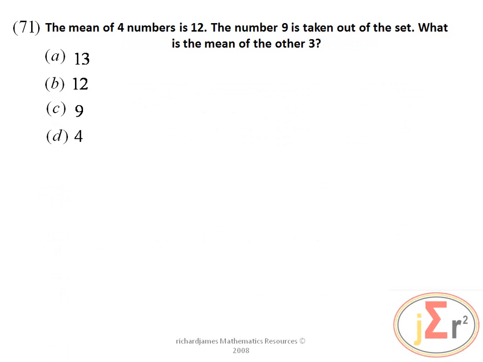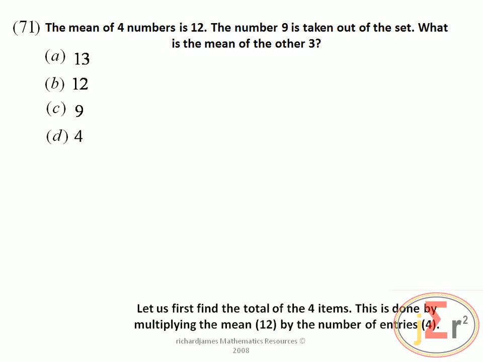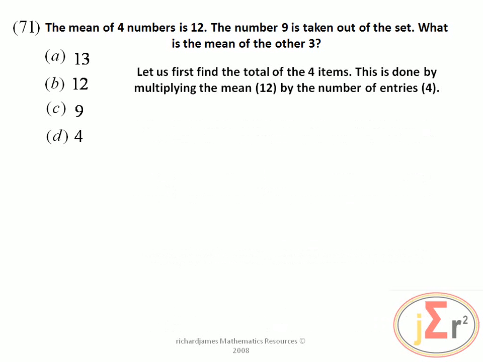The mean of 4 numbers is 12. The number 9 is taken out of the set. What is the mean of the other 3? Let us first find the total of the 4 items. This is done by multiplying the mean, which is 12, by the number of entries, which is 4. The sum of all the entries together will be 4 multiplied by 12, which is equal to 48.